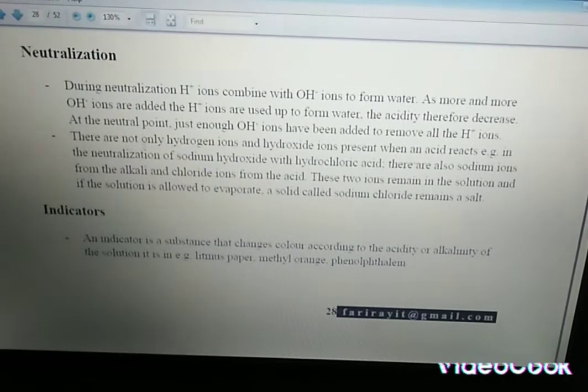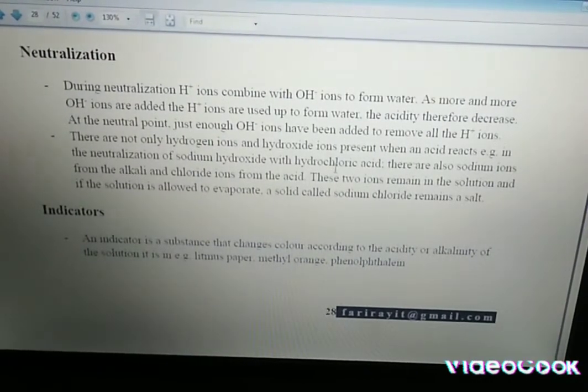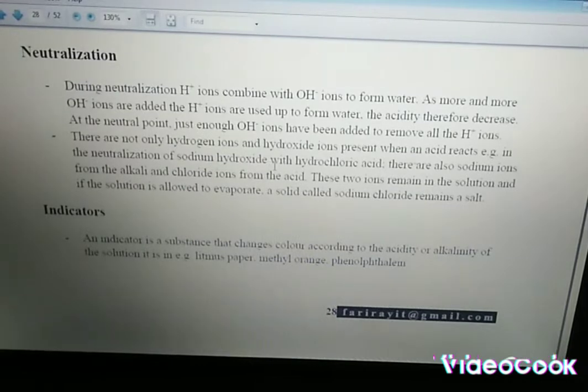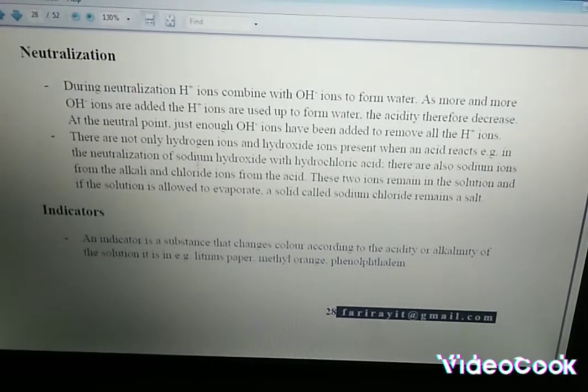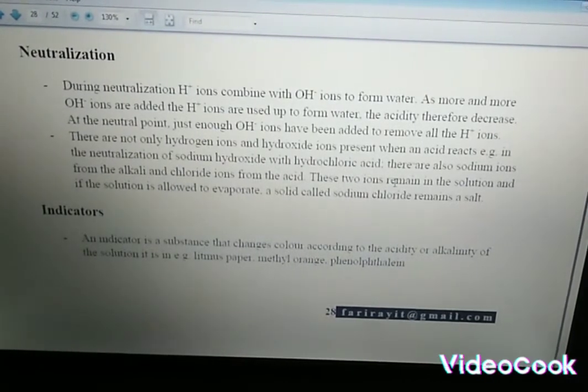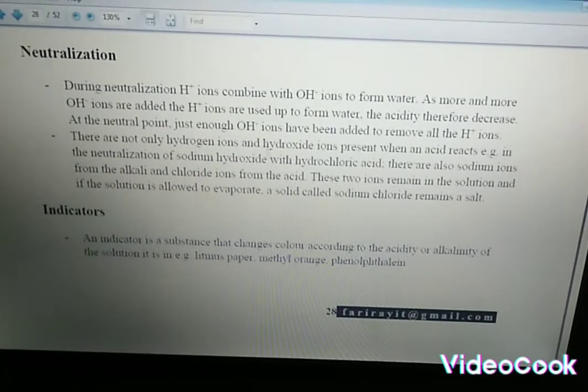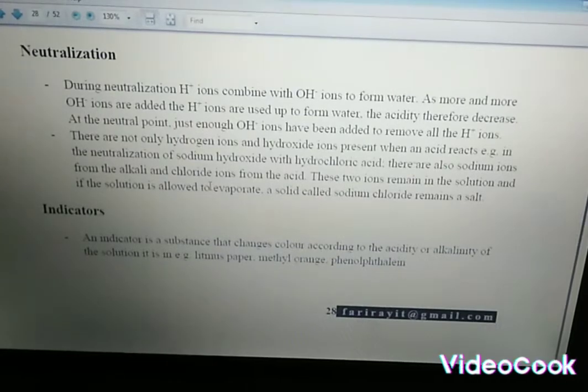There are not only hydrogen ions and hydroxide ions present when an acid reacts. Take note of that. For example, in the neutralization of sodium hydroxide with hydrochloric acid, there are also sodium ions from the alkali and chloride ions from the acid. Sodium hydroxide has the sodium ions and the hydroxide ions. The hydrochloric acid has the H plus ions and the Cl minus ions. So it's not only the H plus and the OH minus ions that are involved in the reaction. We also have the Cl minus and the Na plus.